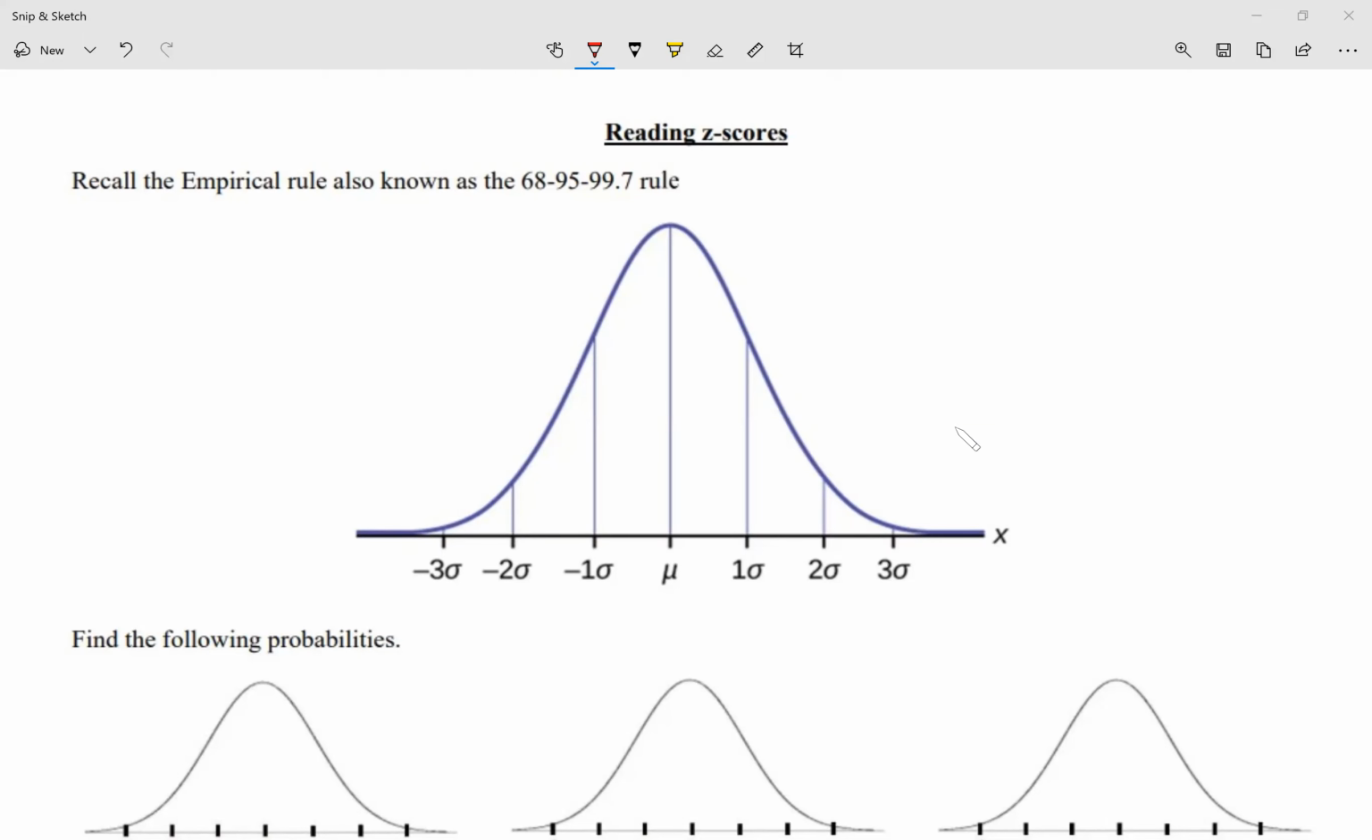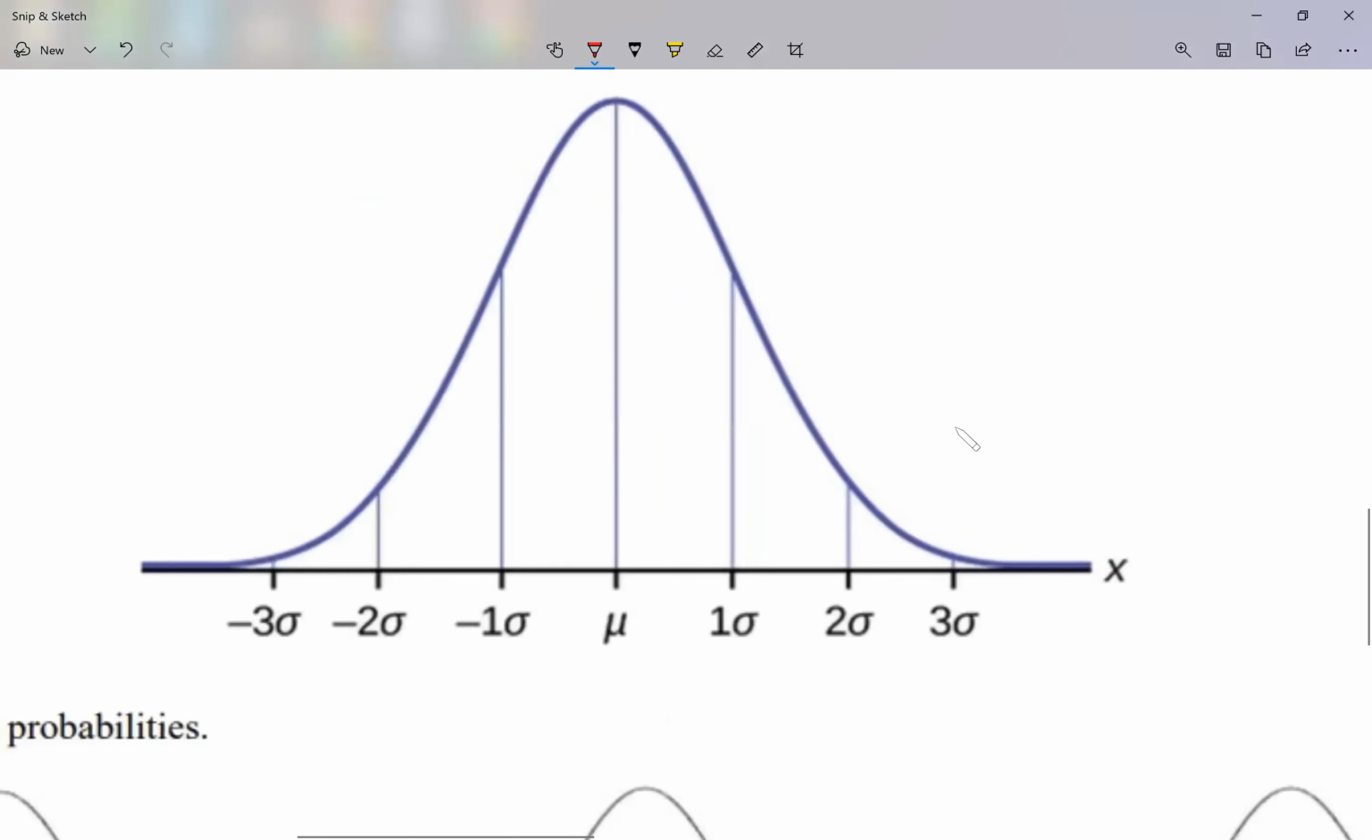Now that we know how to get the Z-score, which we learned yesterday, we're going to use that for probabilities. Remember the empirical rule that we also call the 68, 95, 99.7 rule? Remember this figure? This is pretty similar. My mu, my average, was in the center.